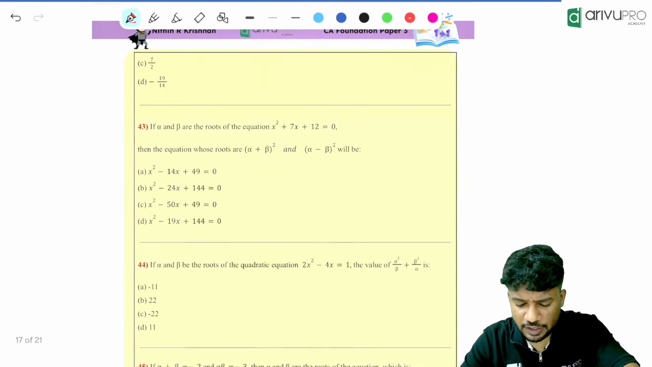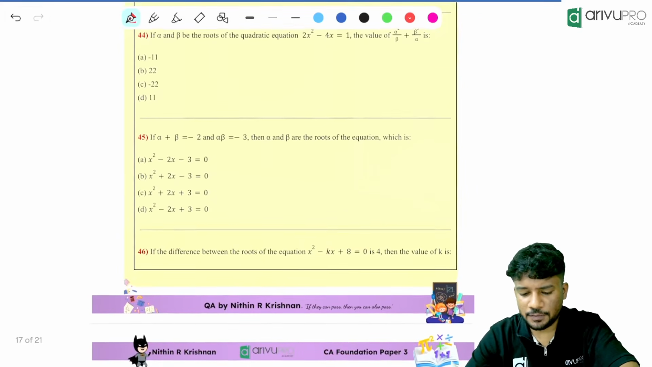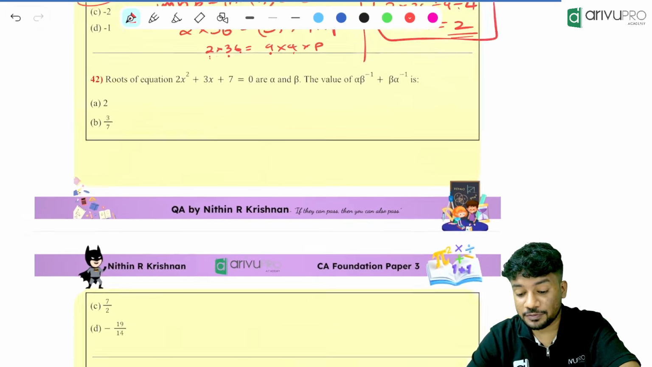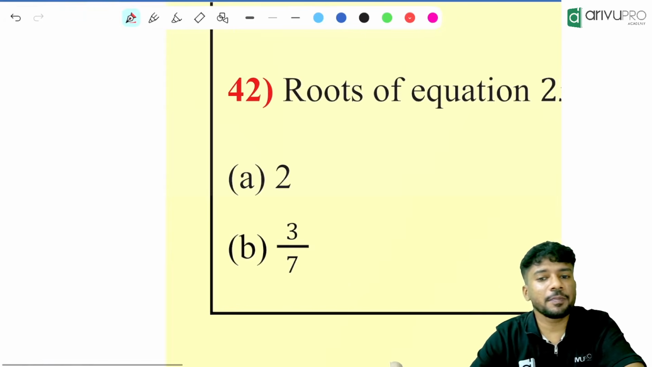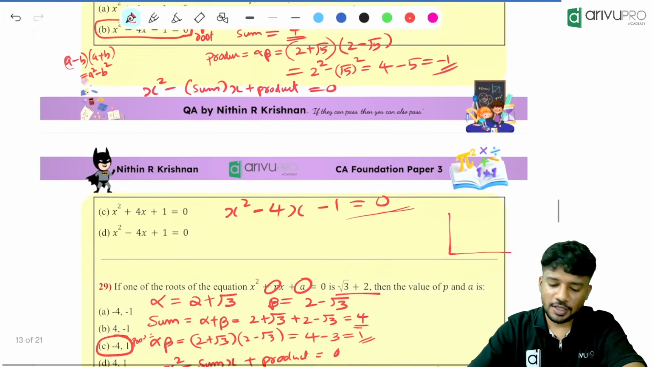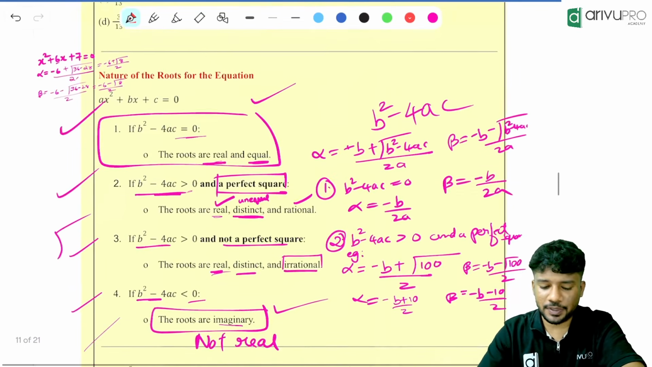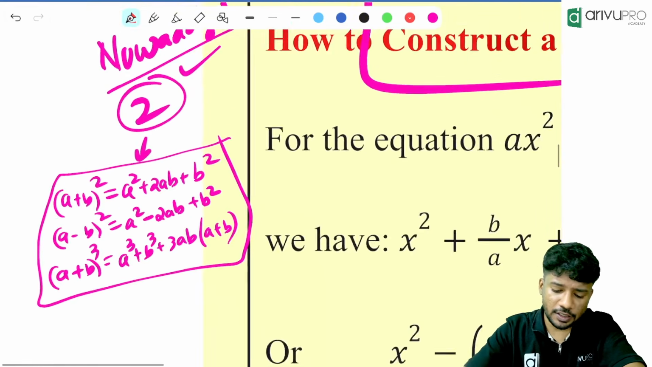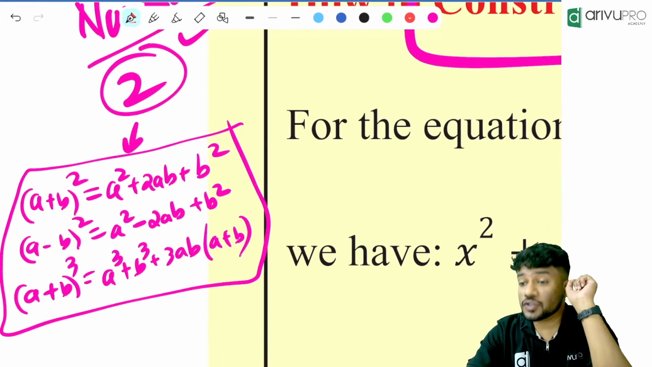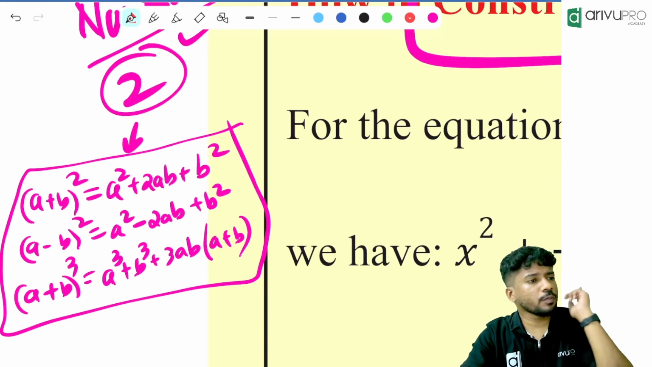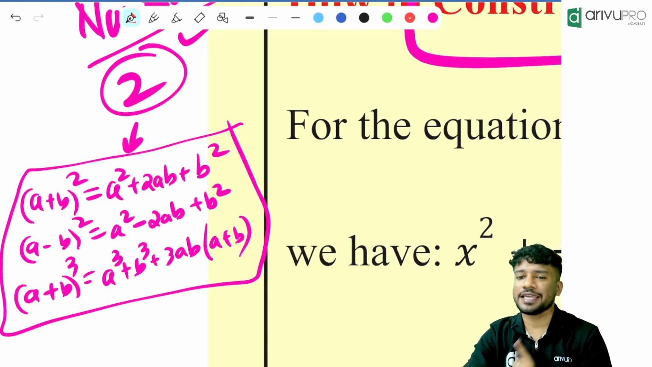Yesterday, I hope everyone remembers, I asked you whether you know the basic identities. What were the identities, people? I asked you, a plus b the whole square is equal to how much? We studied in school, a square plus b square plus 2ab. Then, what is a minus b the whole square? That is a square minus 2ab plus b square. Then, a plus b the whole cube is how much? That is a cube plus b cube plus 3ab into a plus b.